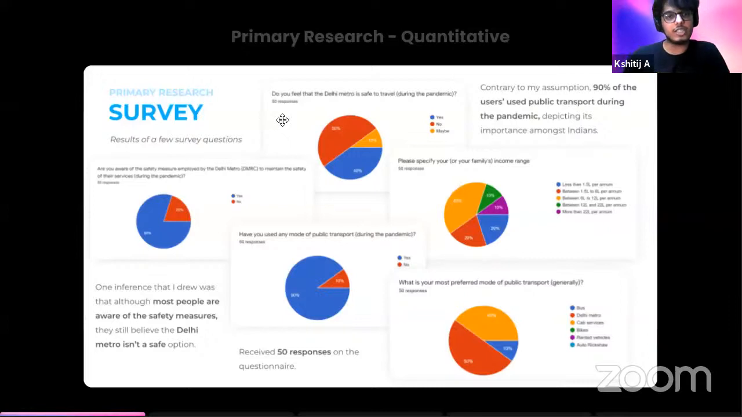Now, primary research. That's the secondary research, where you're just analyzing the existing data or just understanding the scenario. Primary data is when you're interacting with your audience. And there are 2 types of primary data, which is quantitative and qualitative.